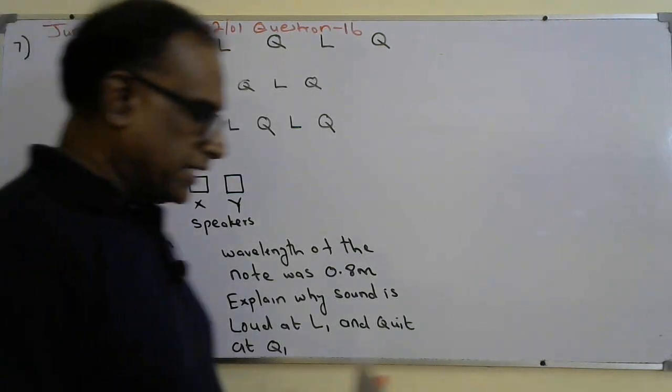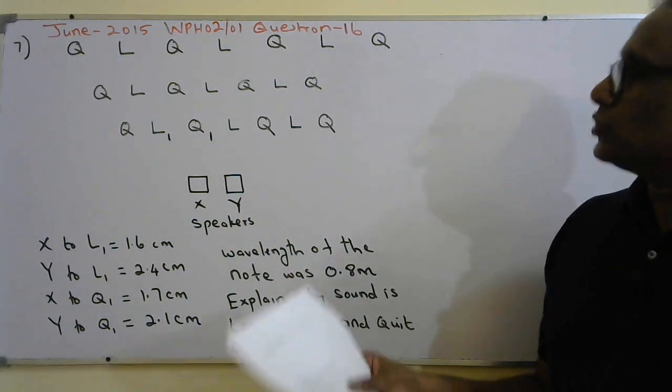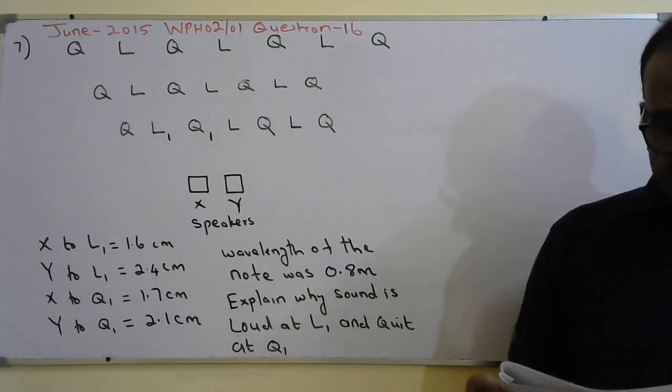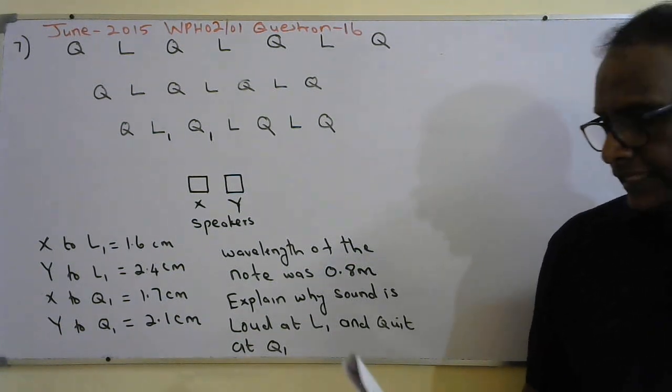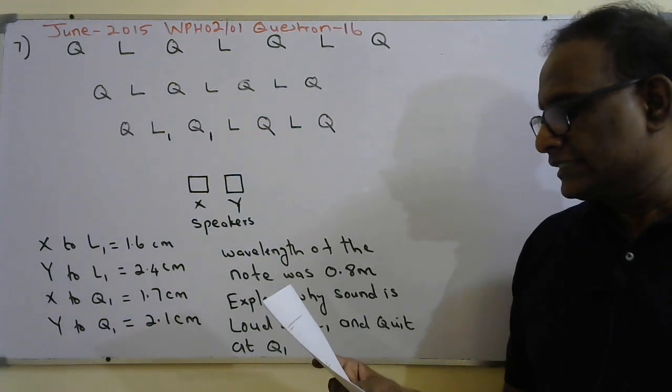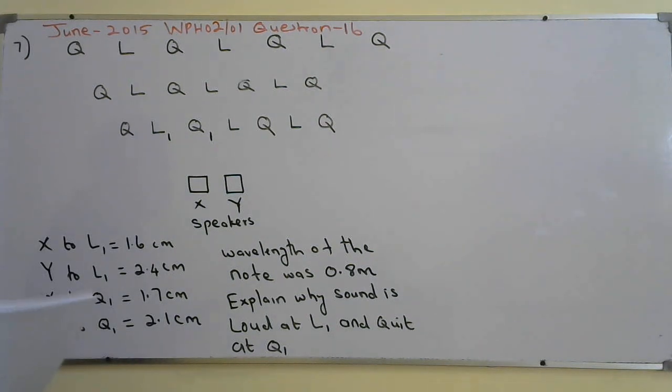Okay, so this is from Edexcel past paper, June 2015, question 6 in WPH 0201. This diagram is given. A teacher demonstrating superposition set up two speakers in a laboratory. The students stood in different positions throughout the laboratory. The teacher played a single note through one of the speakers. The teacher then played the note through both speakers and asked the students to describe their observations. Students in some positions said that the sound got louder and students in other positions said the sound got quieter.